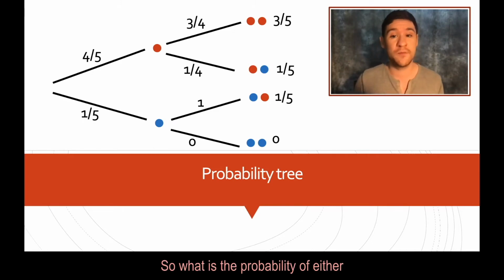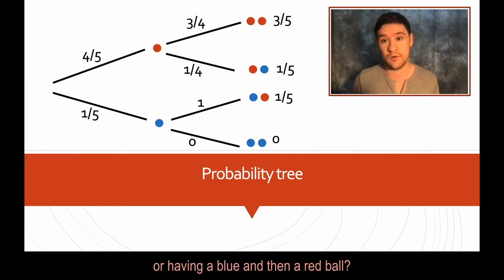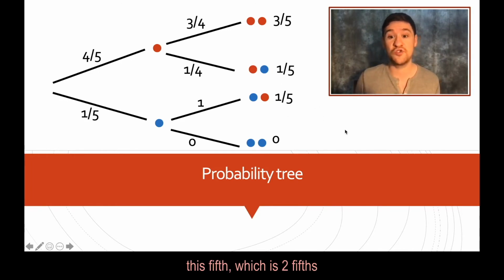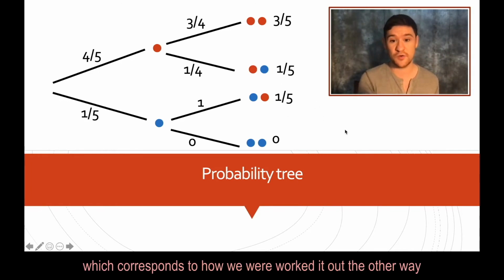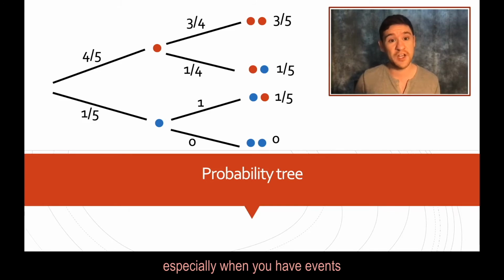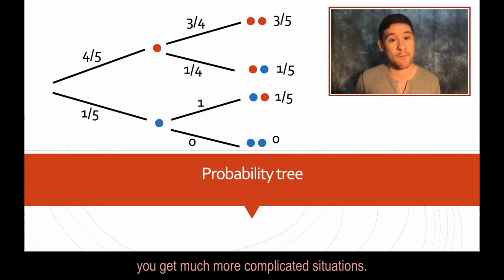So what is the probability of either having a red then a blue ball, or having a blue and then a red ball? That is going to be a fifth, this fifth, plus this fifth, which is 2/5, which corresponds to how we worked out the other way. But probability trees are a lot nicer and neater way of doing that, especially when you have events which are not equally likely, and especially when you get much more complicated situations.